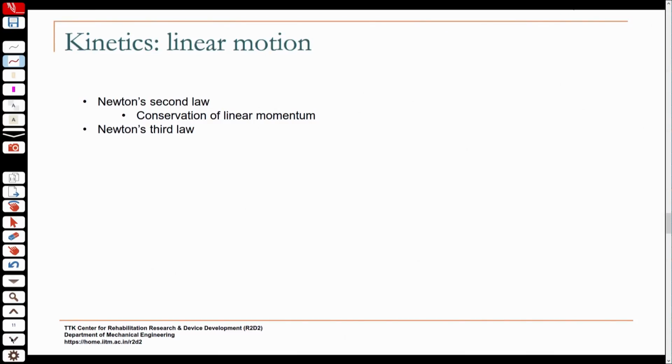So, if you look at any object in space, it can be thought of as a system of particles. It can be idealized. So, essentially we take them as small mass elements that can be idealized as a system of particles.